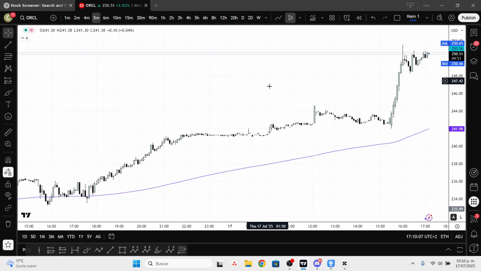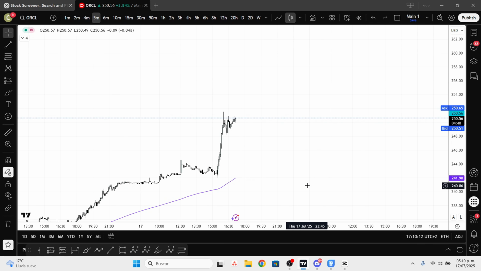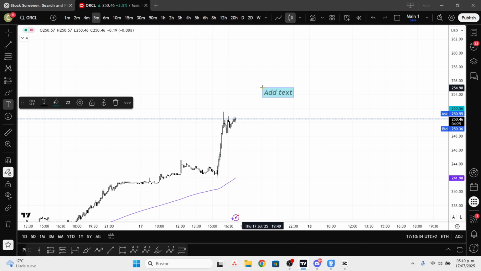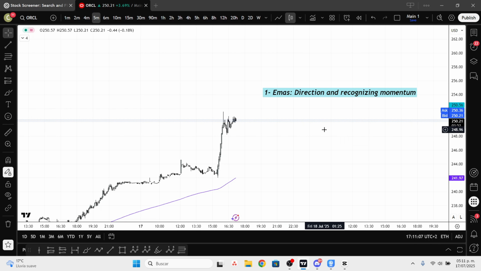Now our actual strategy is gonna be based on direction, trend following, momentum, and a couple other things. And the first thing we're gonna do is we're gonna add the EMAs, and we're gonna use the EMAs for 2 reasons. One, we're gonna use the EMAs for direction, and we're also gonna use the EMAs for recognizing momentum. Okay, so this is gonna be why we're gonna use the EMAs, and this is our first key concept.